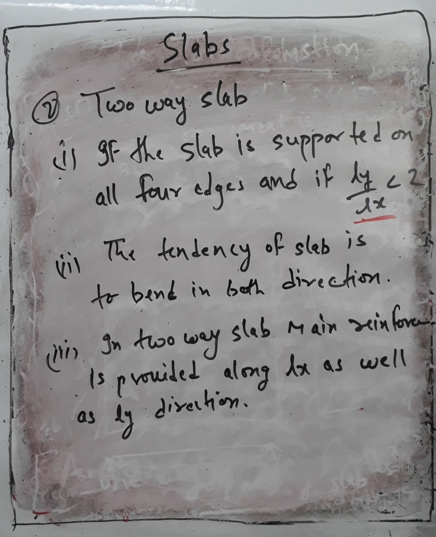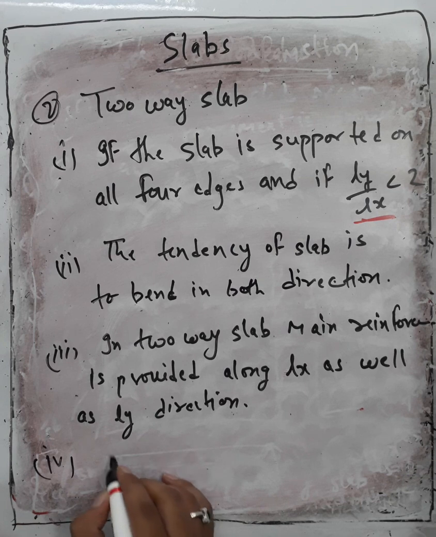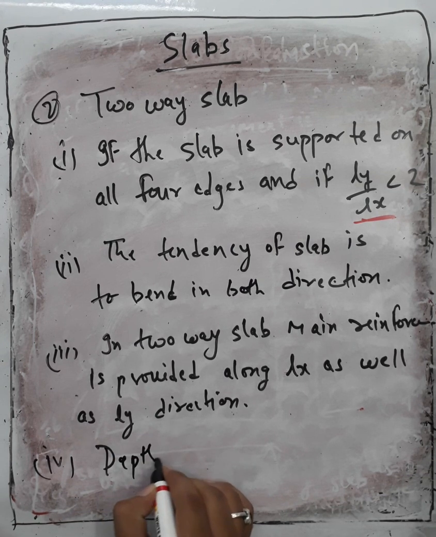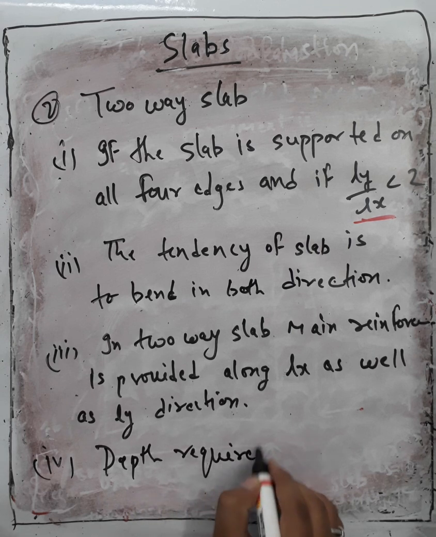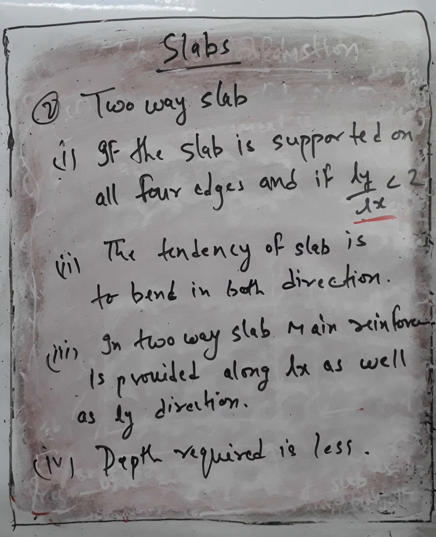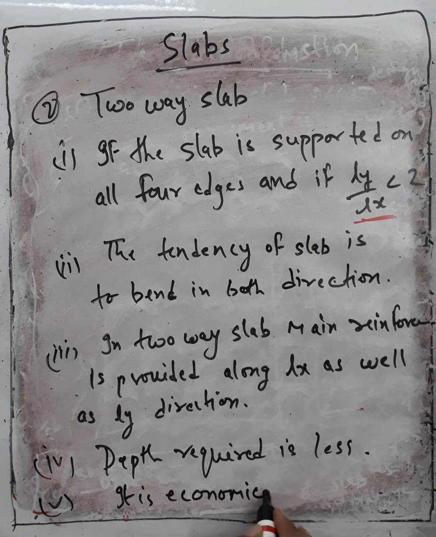Okay. And in a two-way slab the depth required is less. In a two-way slab the depth required is less, but in a one-way slab the depth required is more. Okay. And it is economical compared to a one-way slab.